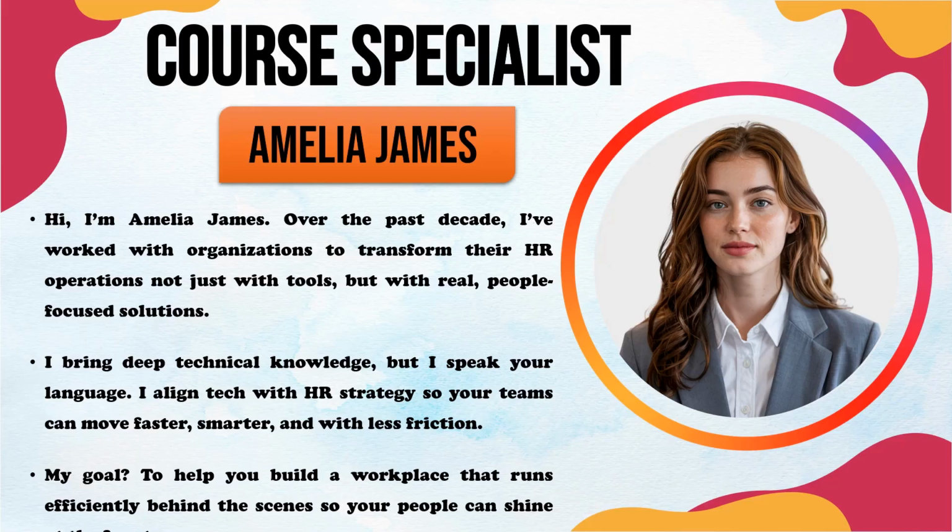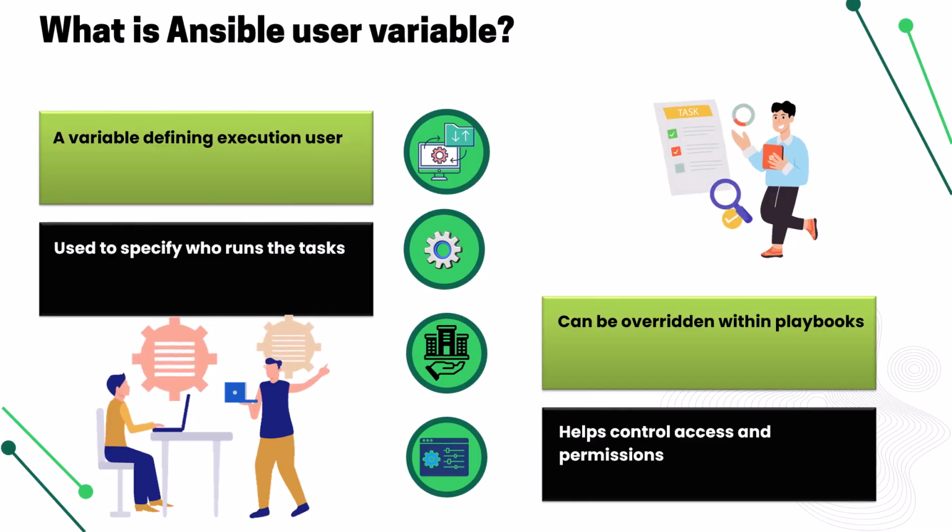Ansible user variables basically answer the question, who's running this show? This variable ensures that tasks are executed under the right user, avoiding those pesky permission-denied errors. You can override it in playbooks when needed, giving you control and flexibility.